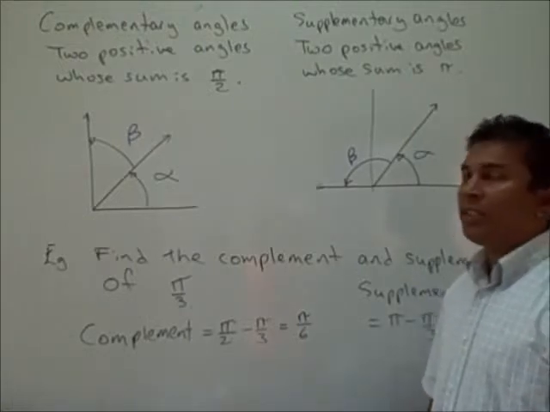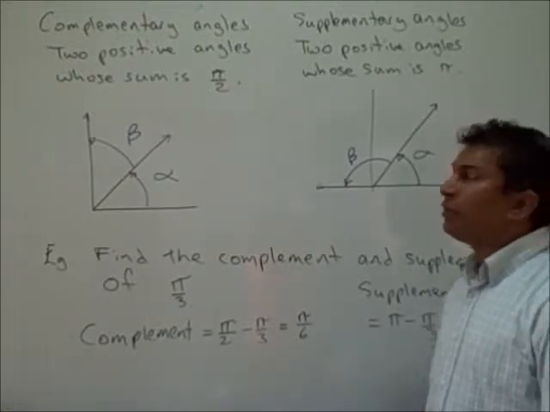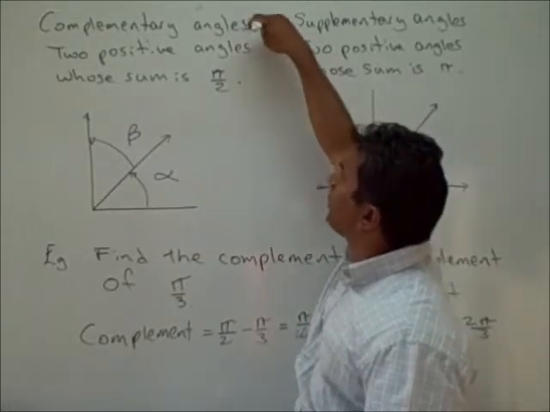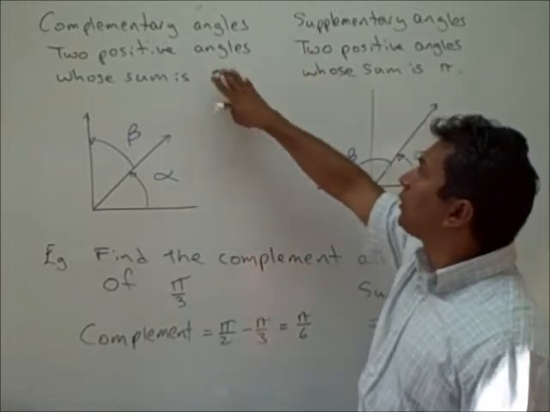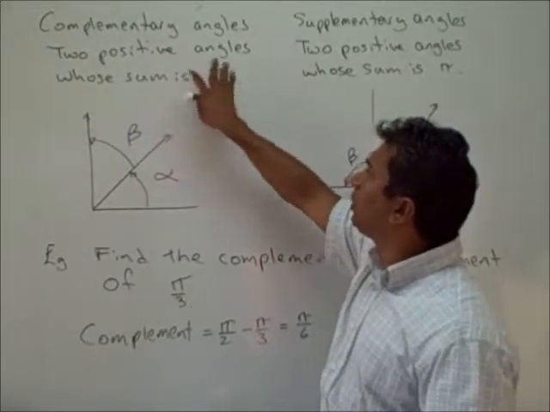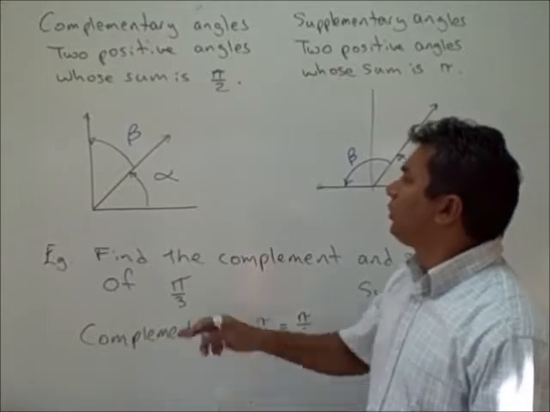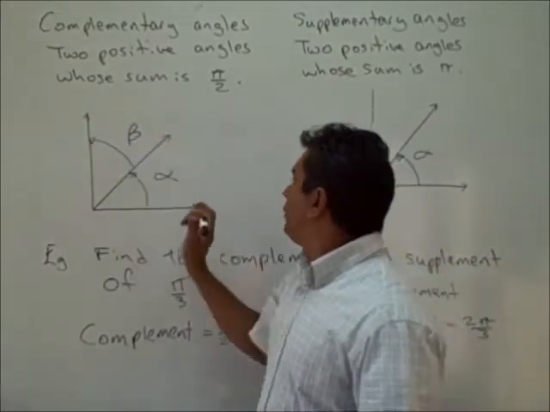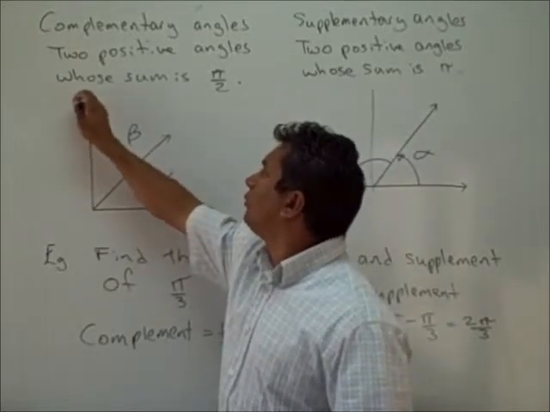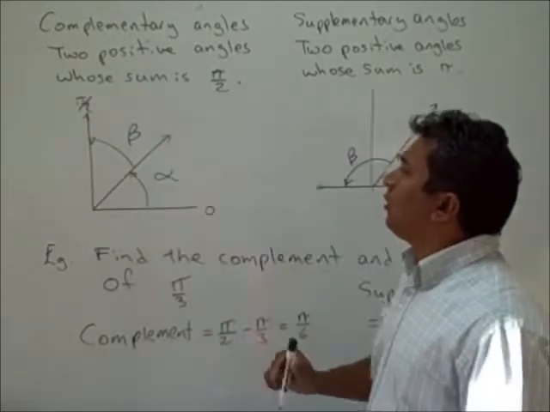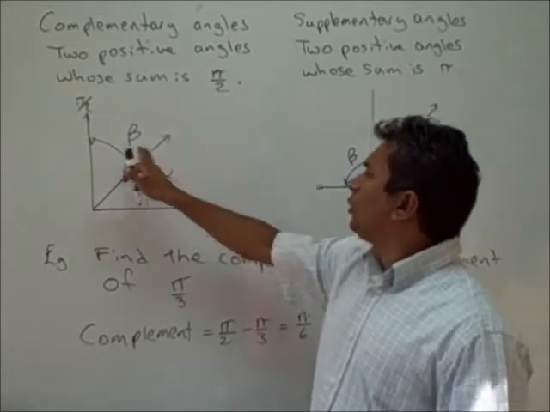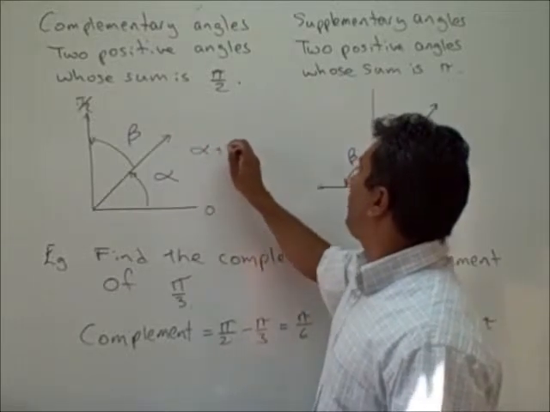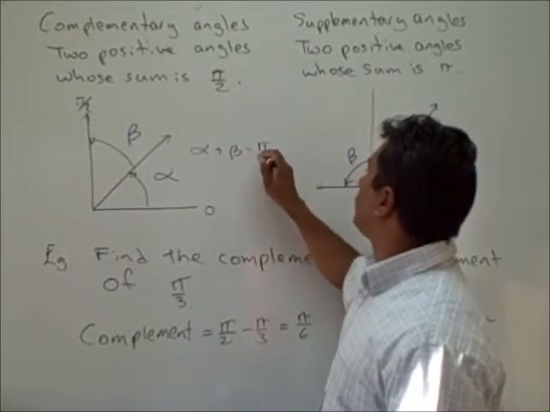Now let's get two additional definitions that are commonly used in trigonometry. The first one has to do with complementary angles. Complementary angles are two positive angles whose sum is equal to pi over 2. So here we have two angles, alpha and beta, and here we have 0, and this is pi over 2, the first quadrant of our circle. We know that these are complementary, so alpha plus beta is equal to pi over 2.